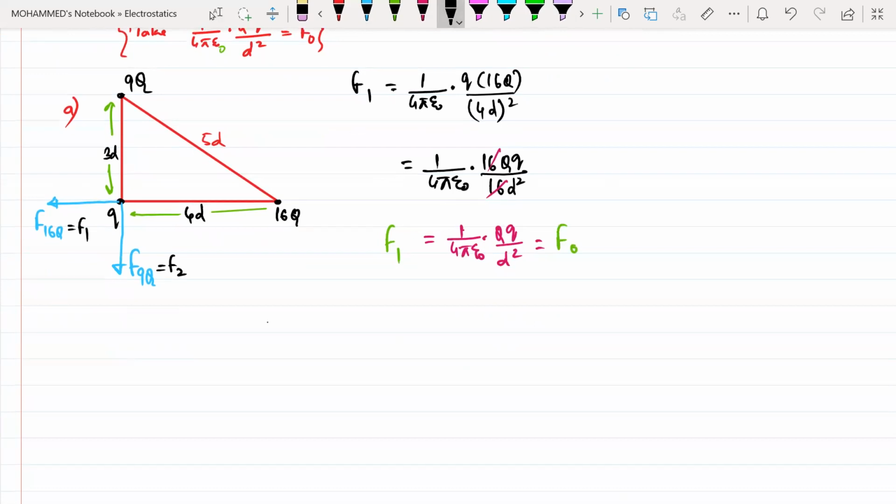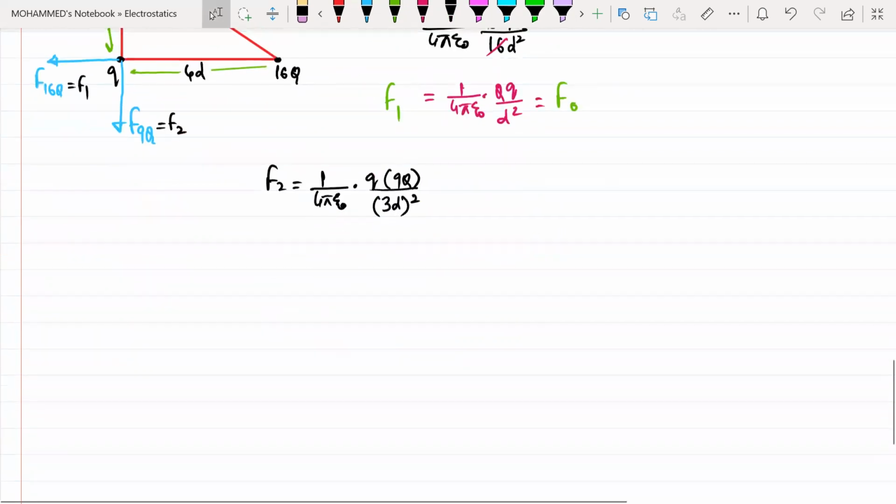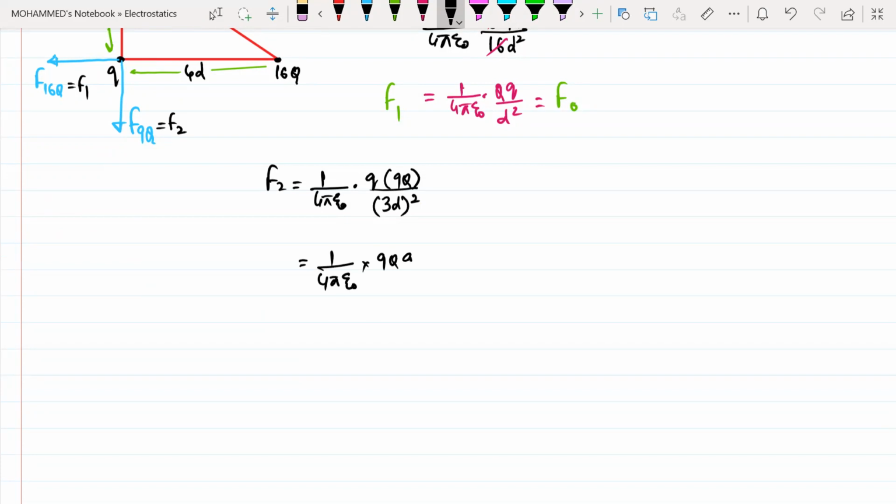Now tell me the value of your F2, beta. F2 will be equal to how much? Again 1 by 4 pi epsilon naught into, this is the force between 9q and small q, so this is 9q and your small q divided by the distance between them, that is 3d whole square. So that will be equal to 1 by 4 pi epsilon naught into 9 capital Q small q divided by 9 into d square. Again 9 and 9 get cancelled. So that will be equal to 1 by 4 pi epsilon naught into capital Q small q by d square. Again this is equal to F naught. So F2 is equal to how much for me? F naught. Agreed? Yes, sir.